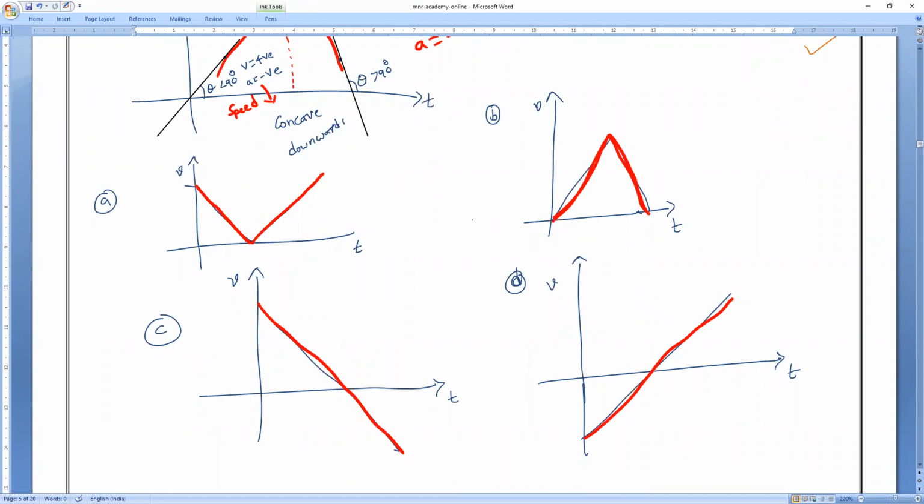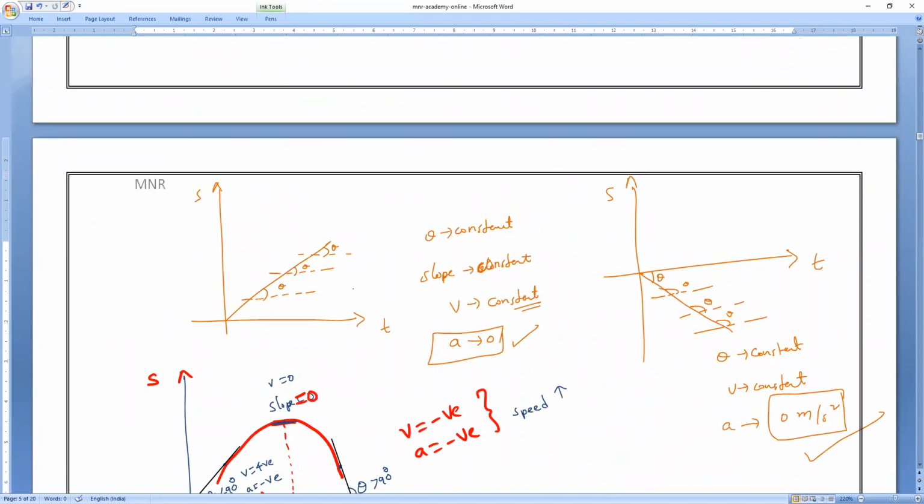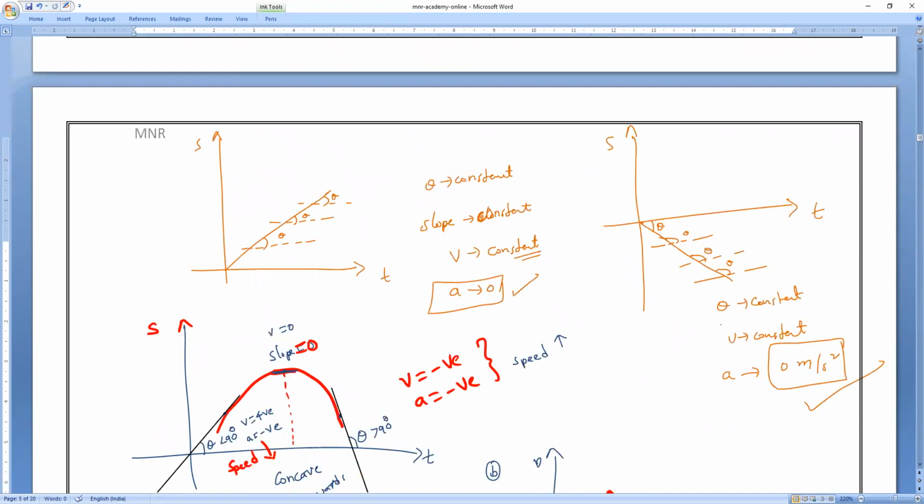Just now I have drawn both upward curves. Have you noticed it, Rudreshwar? This graph and this graph both are same. Yes or no? This way increasing speed and this way also increasing speed. Just the axis is changing. If I draw like this, this is decreasing speed. If I draw like this, downwards, this is increasing speed. Yes or no?